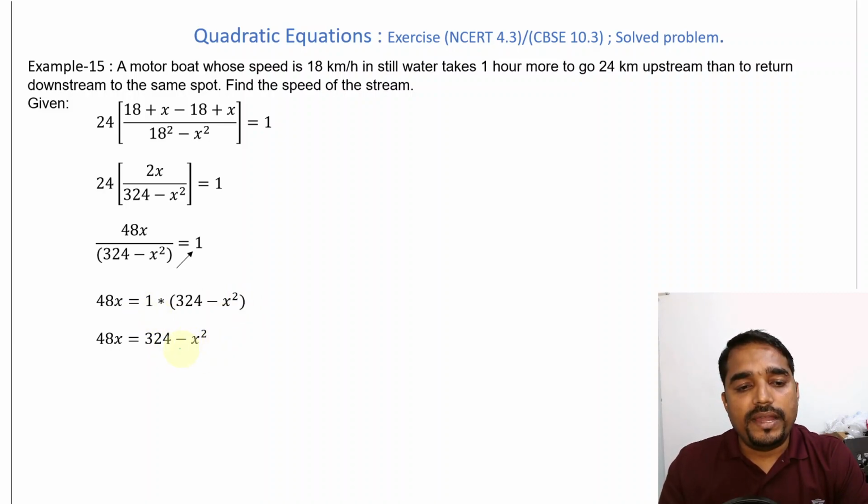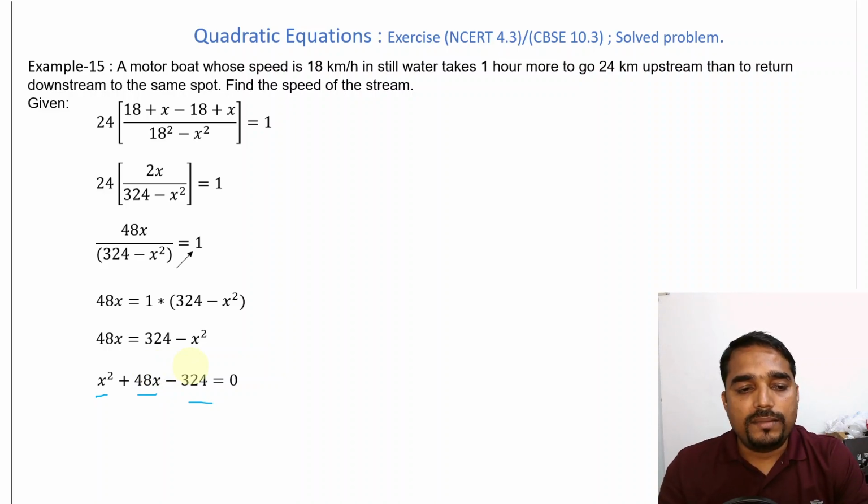So 1 into 324 is 324, minus 1 into x² is minus x². Since we have a minus sign for x², let us transpose all the terms of the RHS towards the LHS. So minus x² upon transposing would become plus x², 48x would remain as it is, and 324 would become minus 324. Now this equation cannot be simplified further, as all three terms are unlike terms: one term contains x², another contains x, and the last is a constant term.